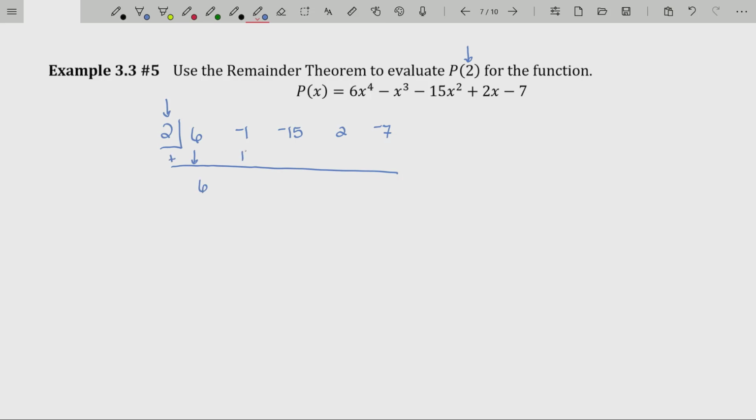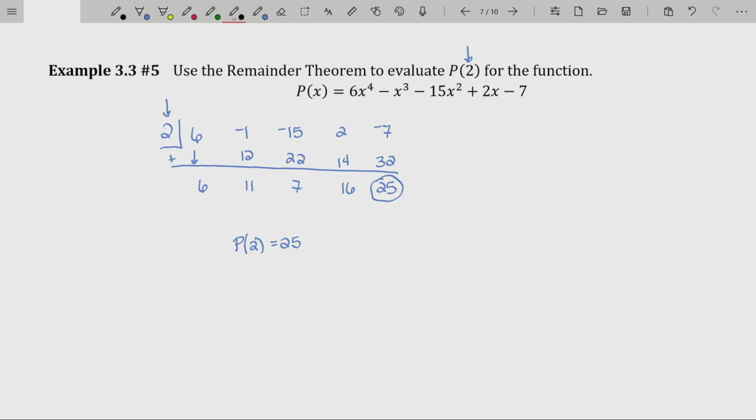Bring down that 6, 2 times 6 is 12, minus 1 is 11, 2 times 11 is 22, minus 15 is 7, 2 times 7 is 14, 14 plus 2 is 16. I should not have to pause on that. And then finally, what do we have? 2 times 16 is 32. 32 minus 7 is 25. So again, here's our remainder. This tells me that P of 2 is simply 25. Very, very nice. Again, I just wanted to showcase that. That's a very nice way to do this problem.